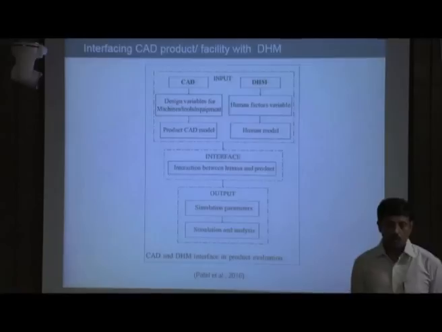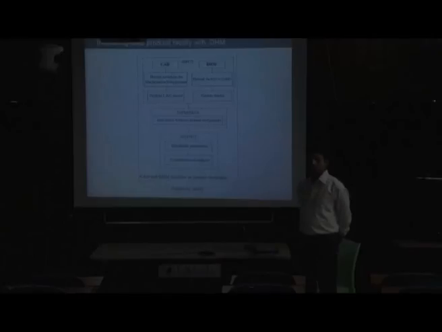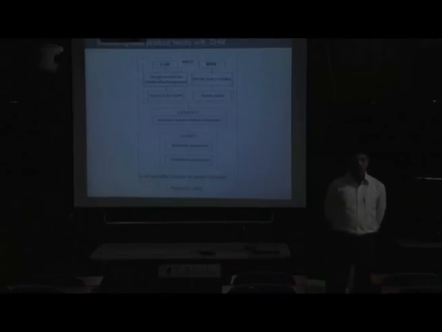Now, what we have discussed so far is how digital human modeling software evolved, starting from the 1960s till today, and the various digital human modeling softwares which came into the market in different time periods. Now we are moving to interfacing a CAD product or facility with a digital human model. How can we do that?